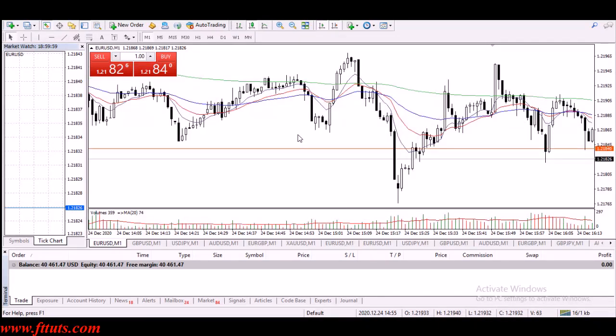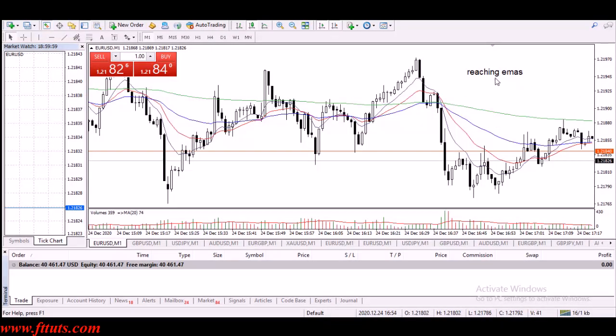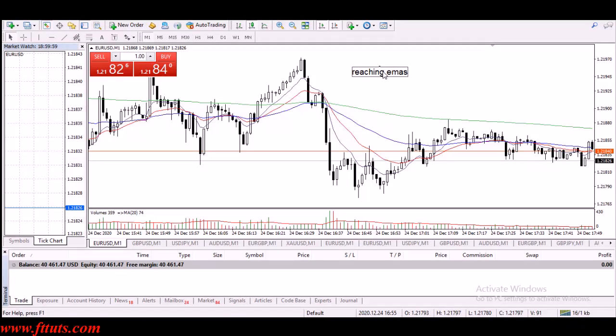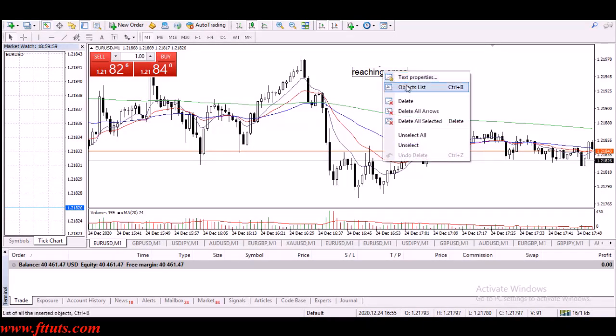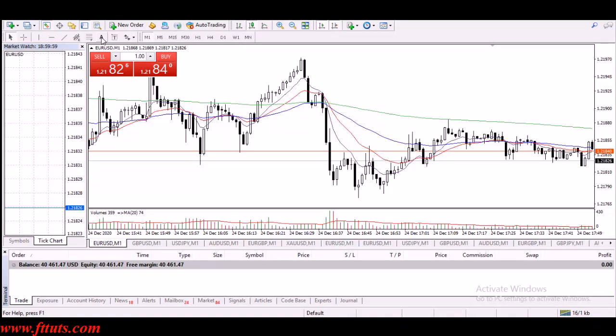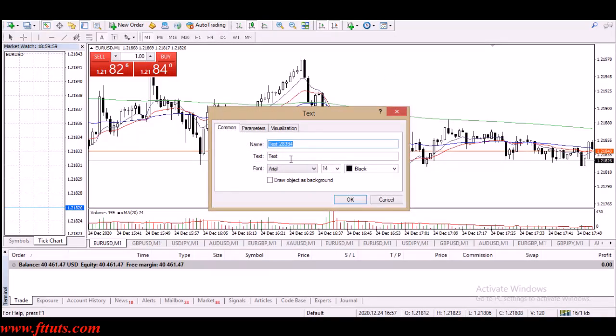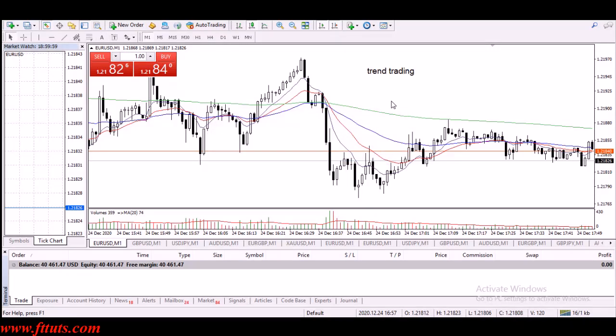Now I will explain trading the trend, the other part, which is trend trading. But before I start, here is a question that is a secret by itself.